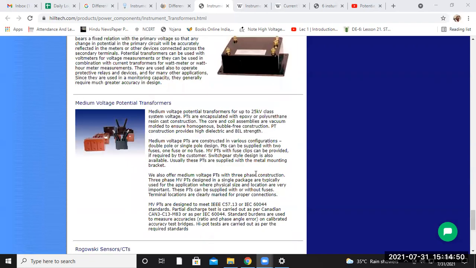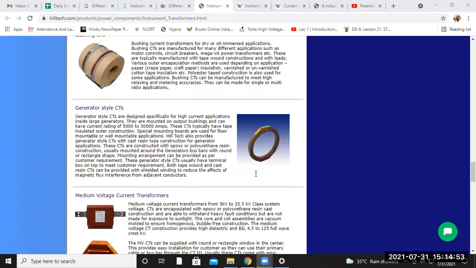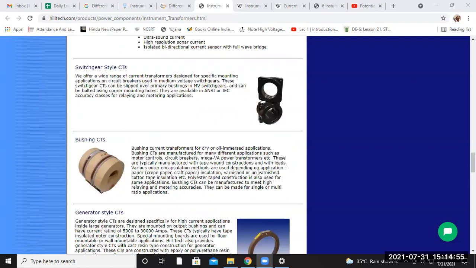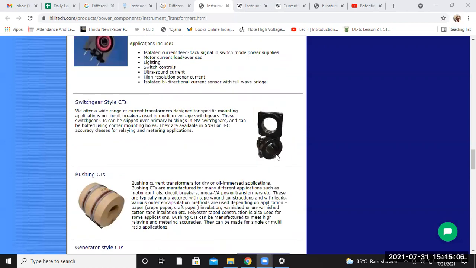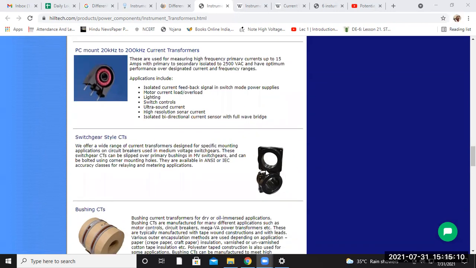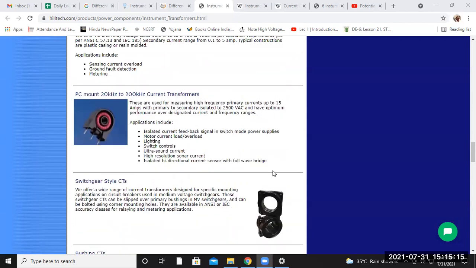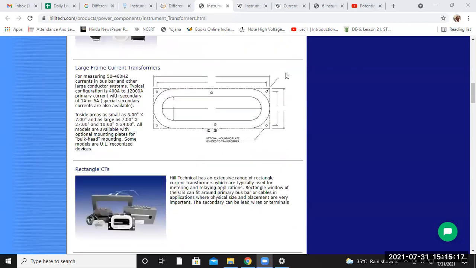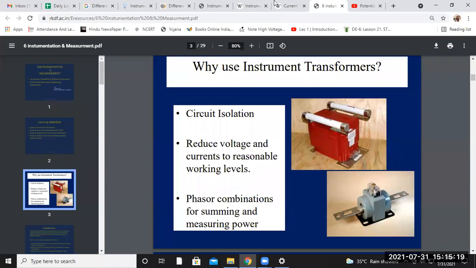So these are some CT and PT differences and the applications that you use in the transmission system. In the switchyard, normally this is the type of current transformer. So by seeing an instrument, we can verify which one is your CT and which one is your PT. Now there are some other instruments given here.